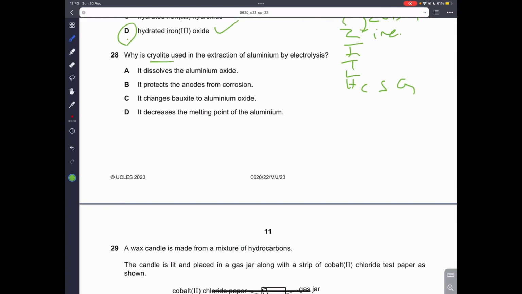Question 28. Why is cryolite used in the extraction of aluminum by electrolysis? Cryolite is used so that it can dissolve the aluminum oxide. This is the correct one, so A is the correct answer.